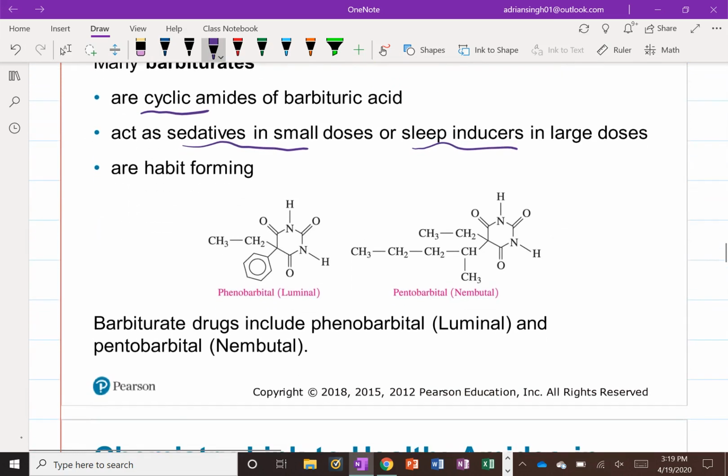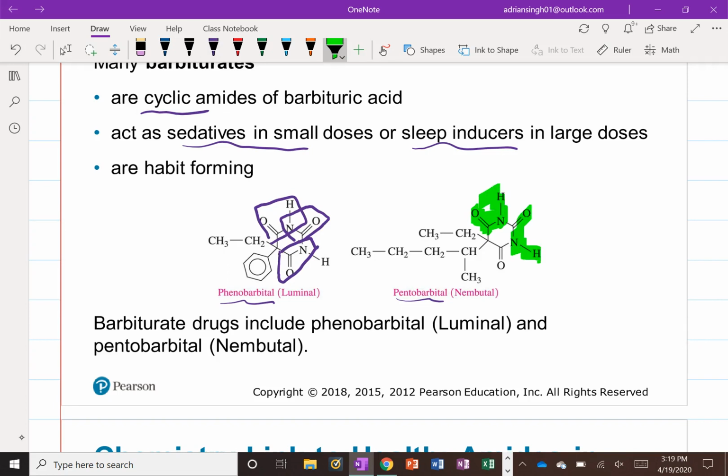So for instance, phenobarbital or pentobarbital. If you look here closely, you can see your C double bond O, and there's an amide bond here. There's an amide bond on the other side. There's an amide bond down here. There's lots of amide bonds. They just happen to be in a ring structure. And if you look over on this side, there's an amide bond over here, an amide bond there, and another one right there.